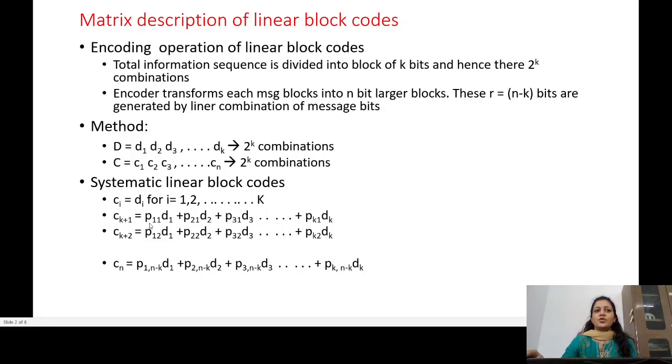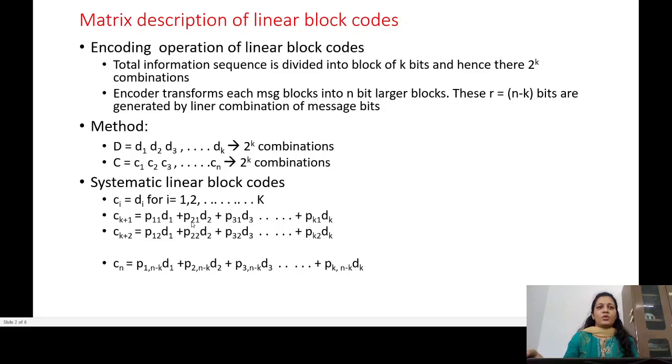So P11 is due to the fact that its subscripts are extracted from D and C. If I consider the subscript of D first, it is 1 here, 1 over here, and 1 over here. Similarly, the subscript of D is 2 in the second column. Similarly, in the third column, we have the coefficient P with subscript 3 corresponding to the data bit D3.